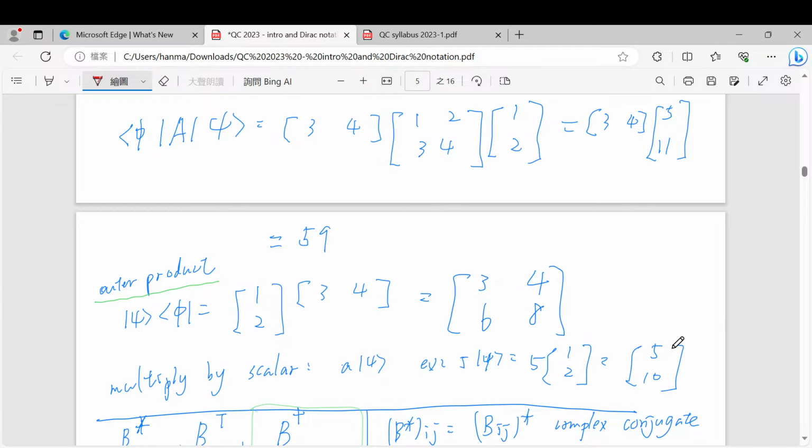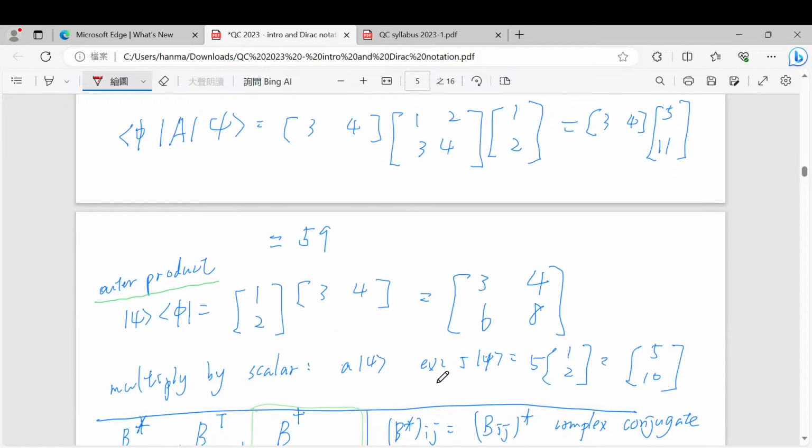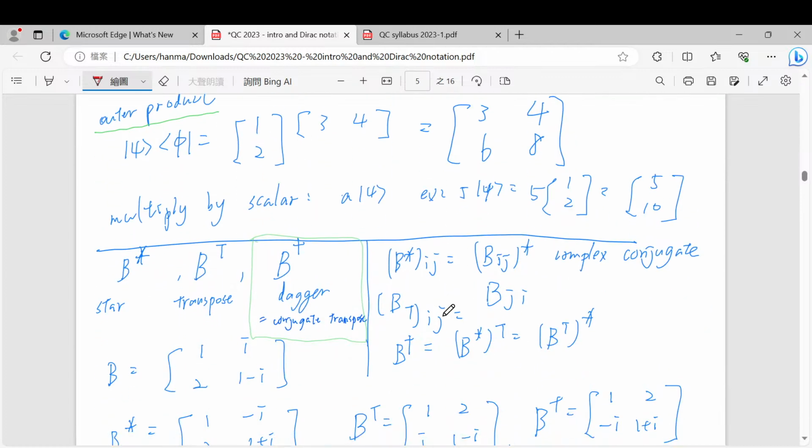Okay. And obviously you can also multiply your matrix and your row vector with some number. Okay, so any questions so far? Those are basic linear algebra elements. Okay, now let's talk about operations that are more interesting.